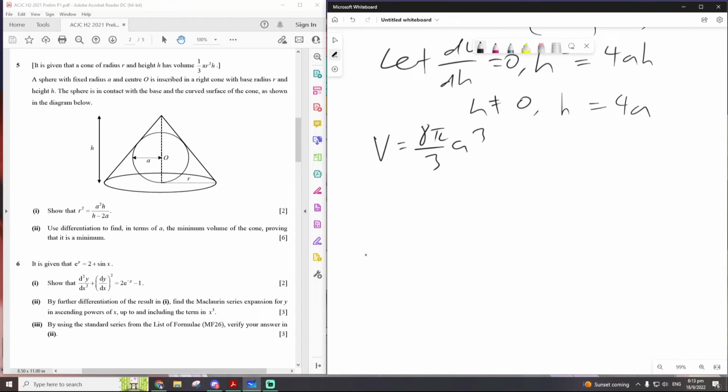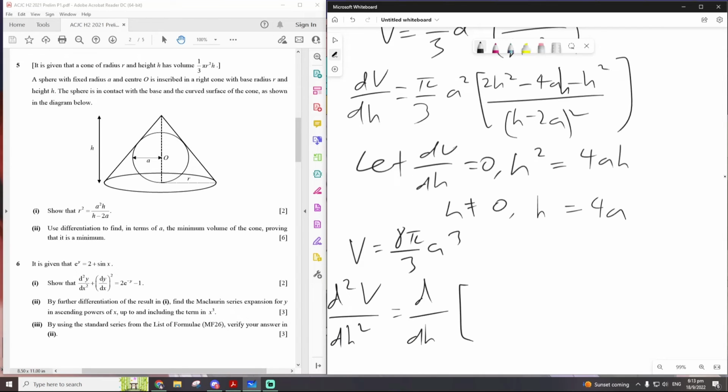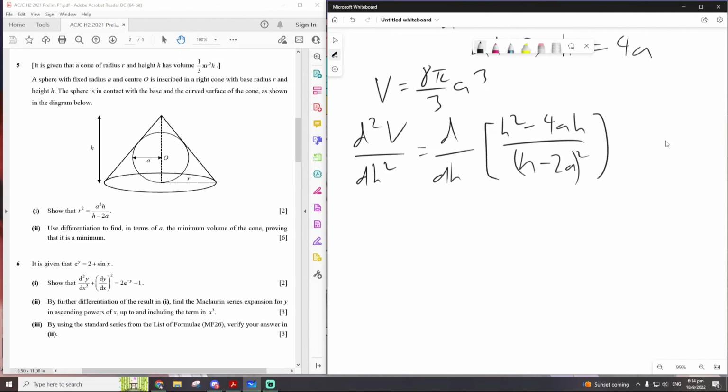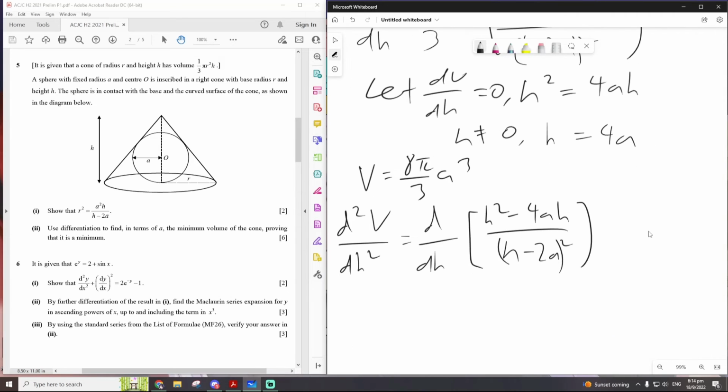Finally, we need to check d2V/dh squared to find that it's actually a minimum. So d2V/dh squared, which is d/dh of the thing that we saw earlier, which is h squared minus 4ah over h minus 2a to the power of 2. Okay. No, actually, I forgot to put the pi over 3 a squared, although it doesn't affect the result.